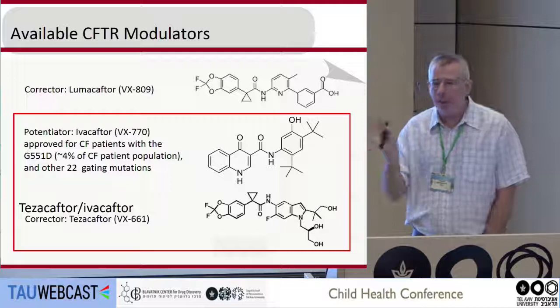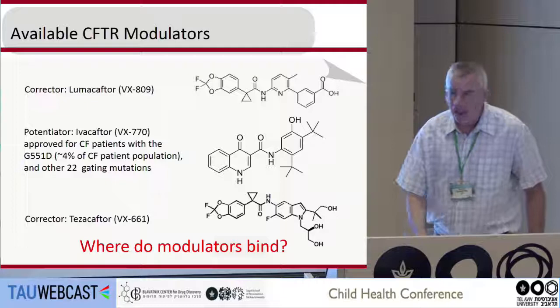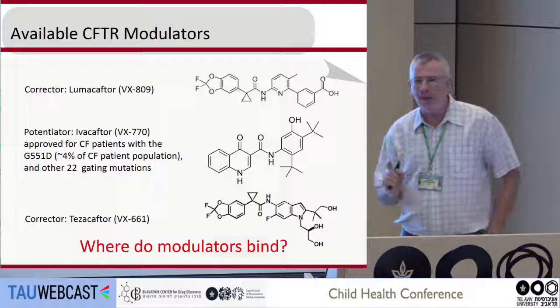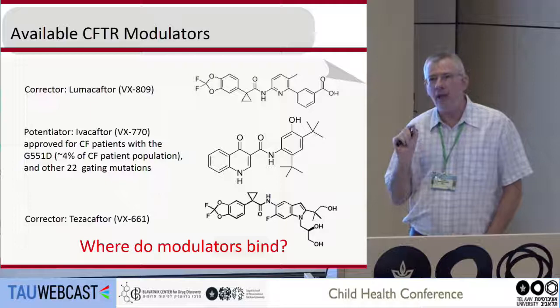Okay. Where do these compounds bind? No one knows. I mean, there are hypotheses, but really no one knows. And the reason no one knows is the following. See, CFTR is a membrane protein. Membrane proteins are notorious in their inability to be crystallized. Until now, no one was able to generate a crystal structure of CFTR.